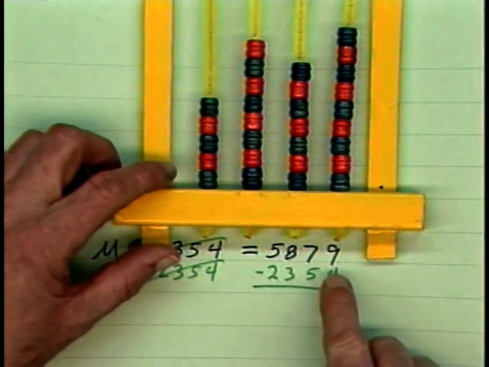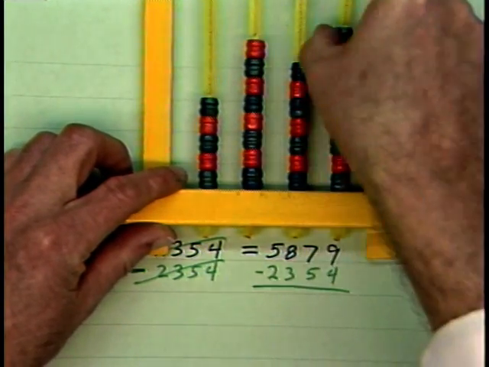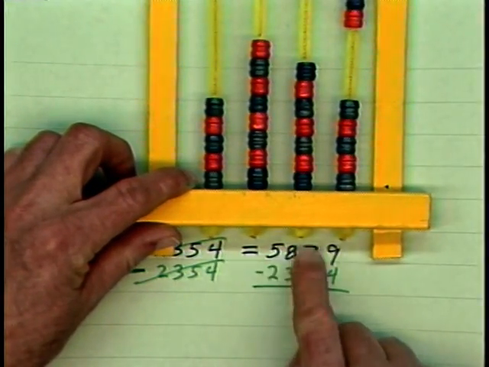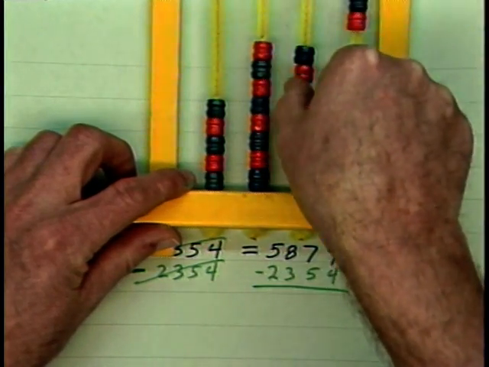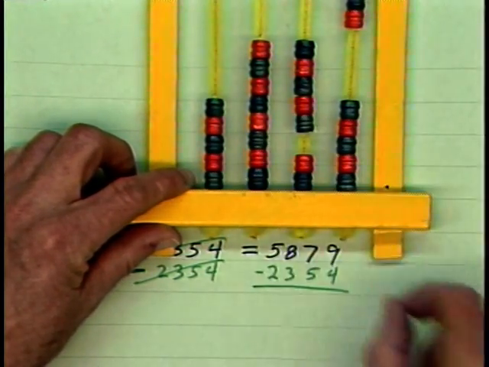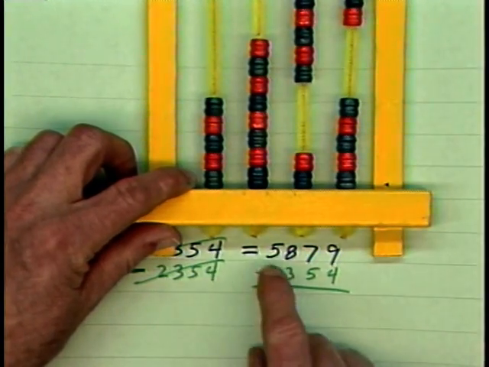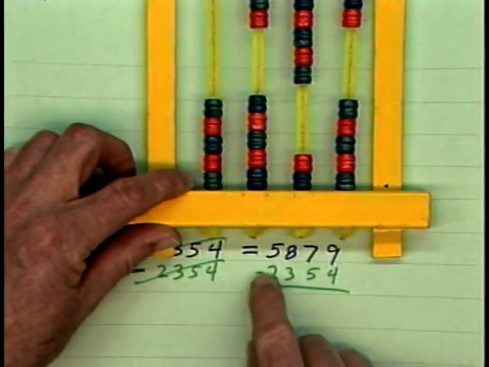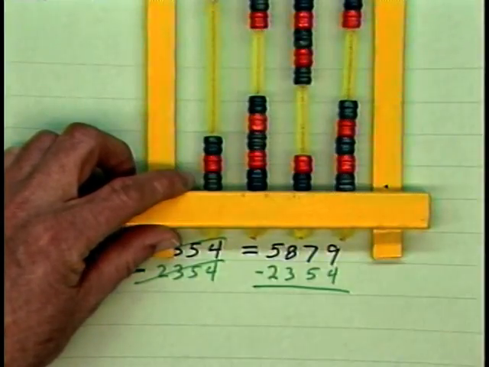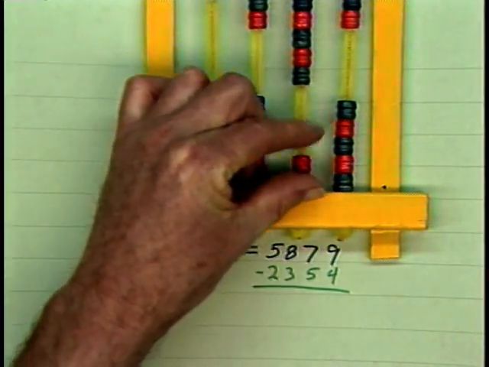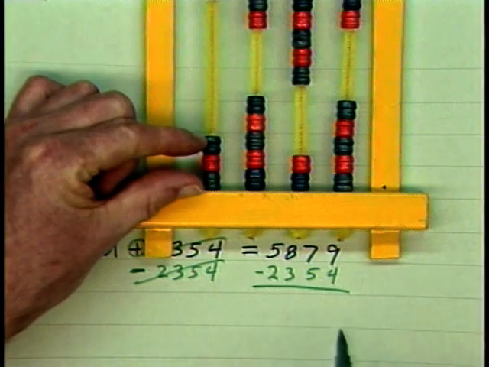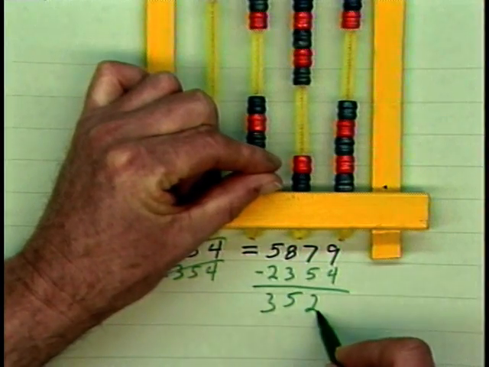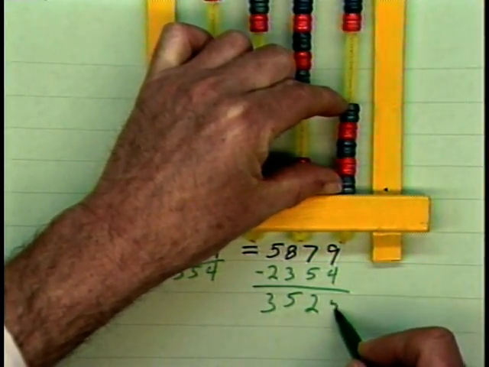So this said, take 4 beads away from this column. There's 2, 4, take them away. Now take 5 away from my next column. So 2, 4, 5, take them away. Then take 3 away from here. Take them away. Then 2 from here. Then tell me, after you've done that, what you have left. So you can see I have 3 here, 5 here, 2 here, and 5 here.